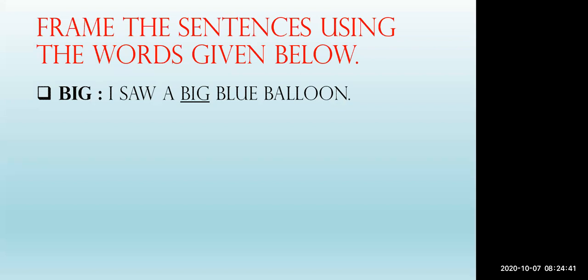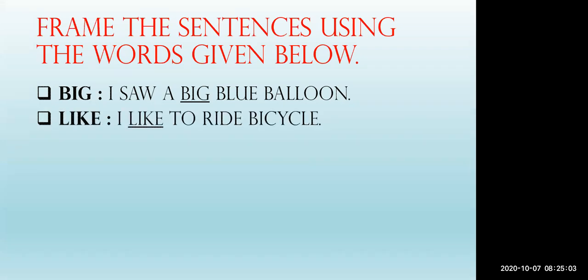So my first word is big. Now you have to make a small simple sentence by using this word. Okay. Now here I have written, I saw a big blue balloon. So you can say that I have a big red umbrella. Okay. So it's your choice. You make by your own. Second is like. Here I have written, I like to ride bicycle. You can write, I like to read storybooks, whatever you like.